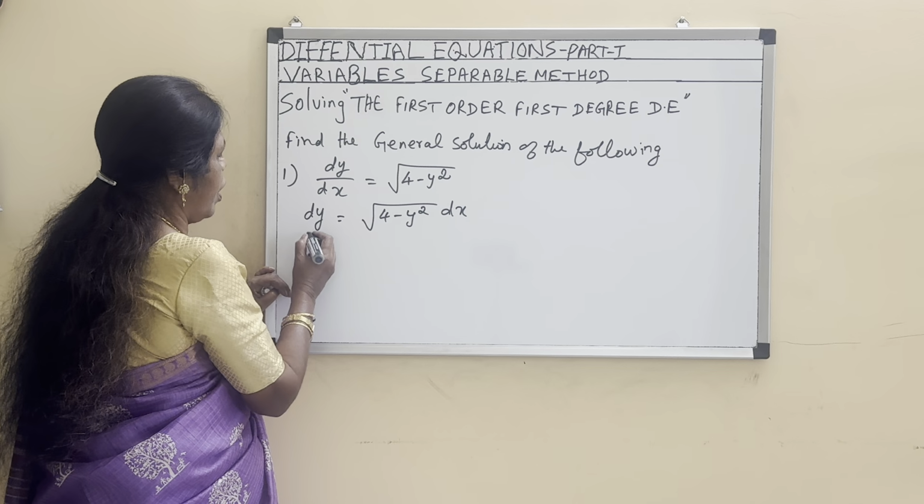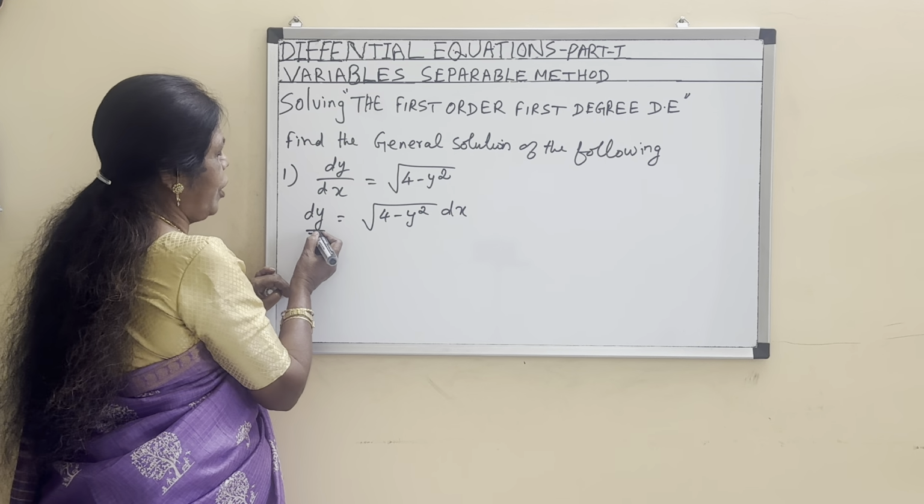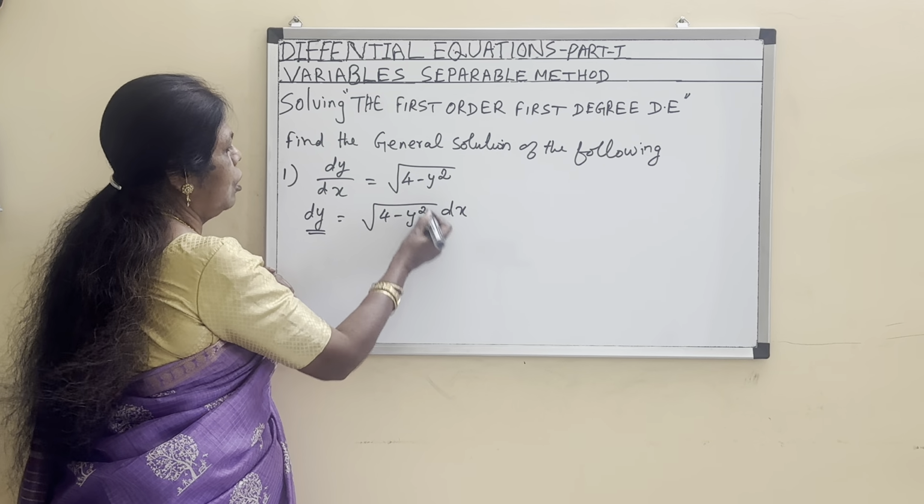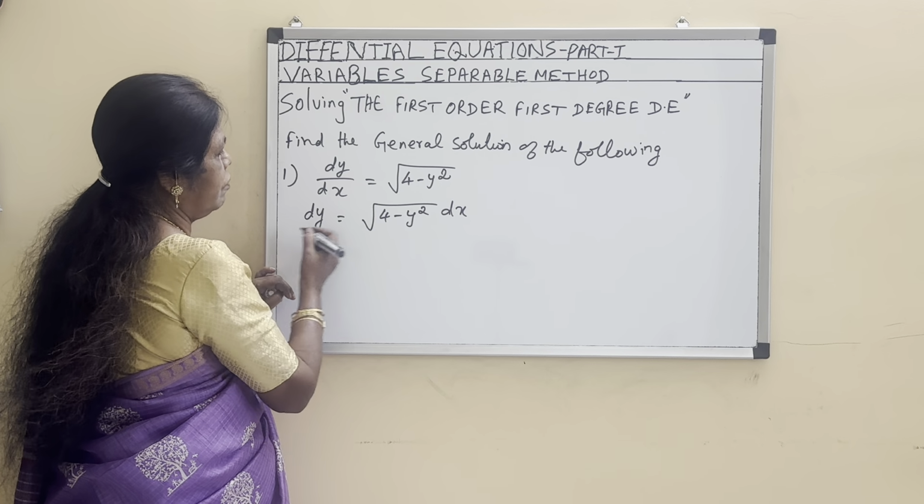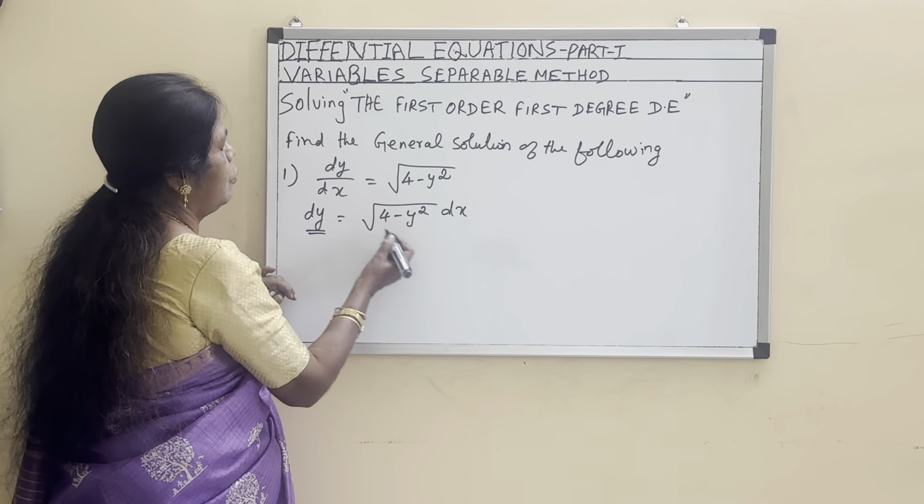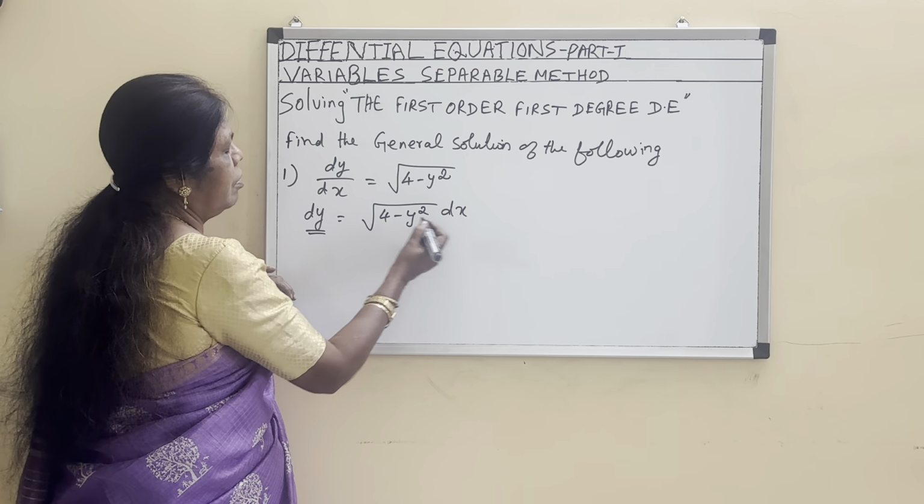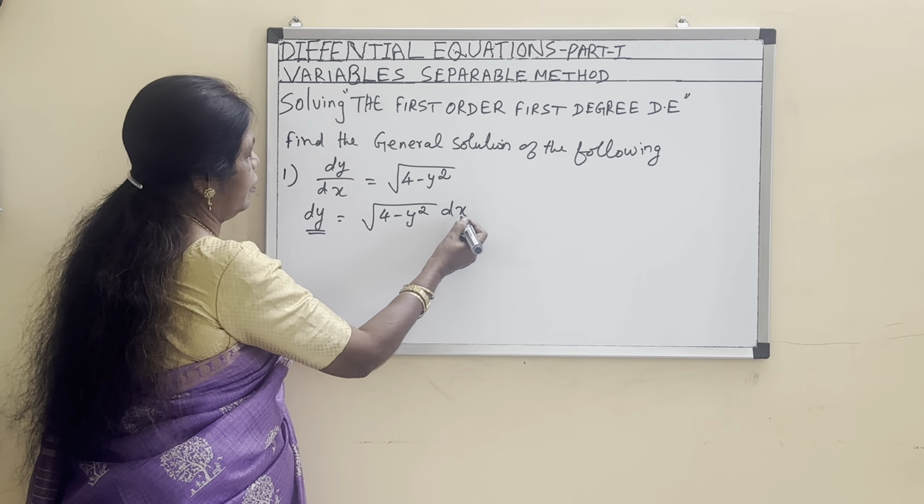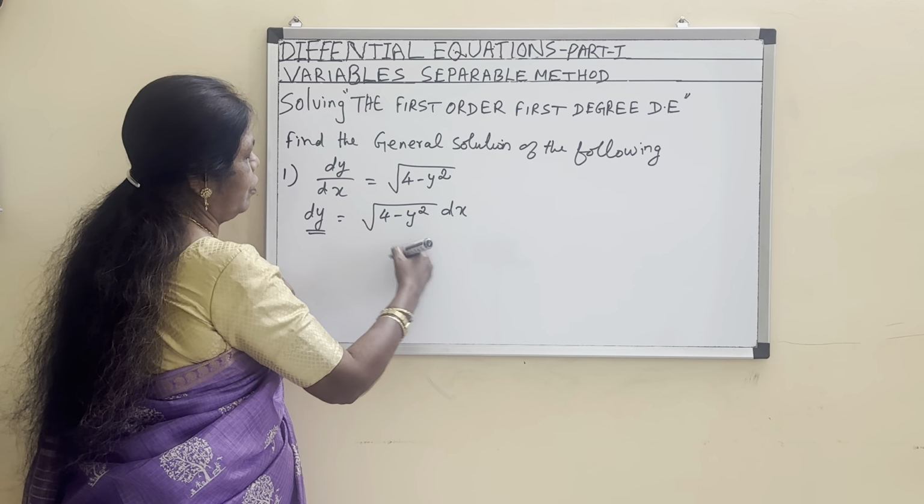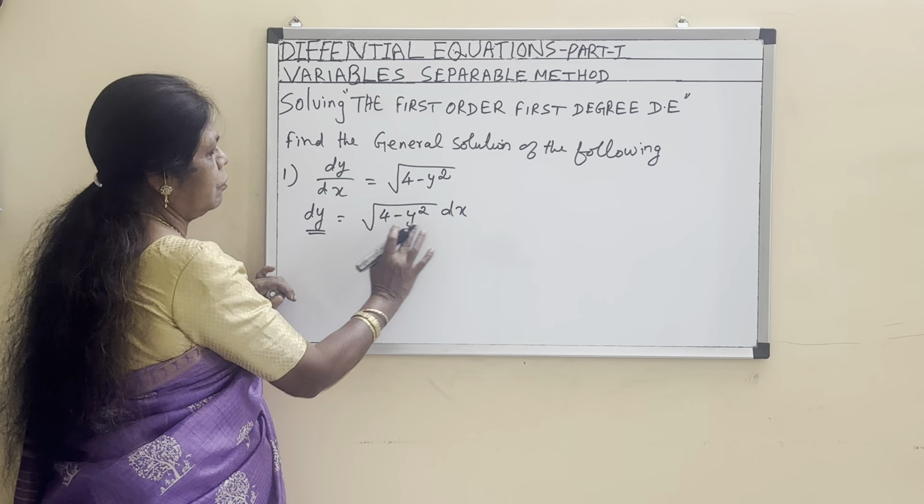So now we should concentrate on dy. So dy is this side. If you have any y term, we have to bring it this side. We have got y term here, so we are going to bring it this side. Whereas here we have dx. Any x terms are there, we have to take it this side. But here there are no x terms.